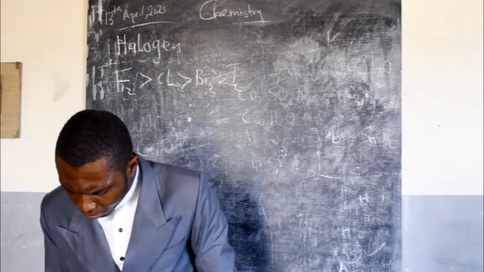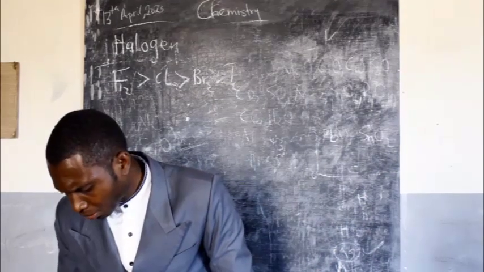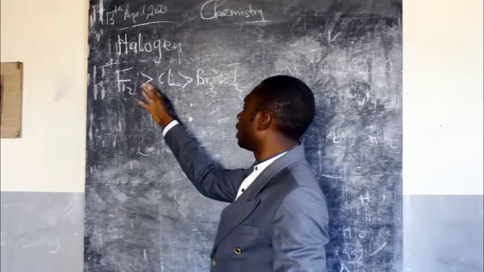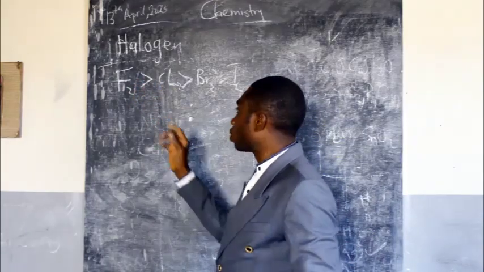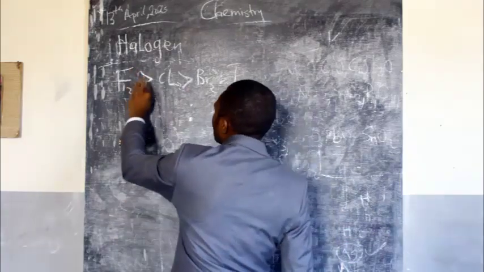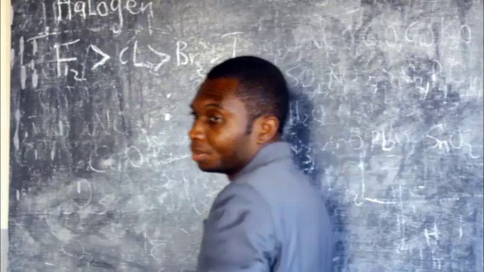Let's talk about chlorine, please. Preparation of chlorine. Chlorine, you know, the halogens, they are strong oxidizing substances. The strongest of all is what? Fluorine. Then the what? Chlorine.